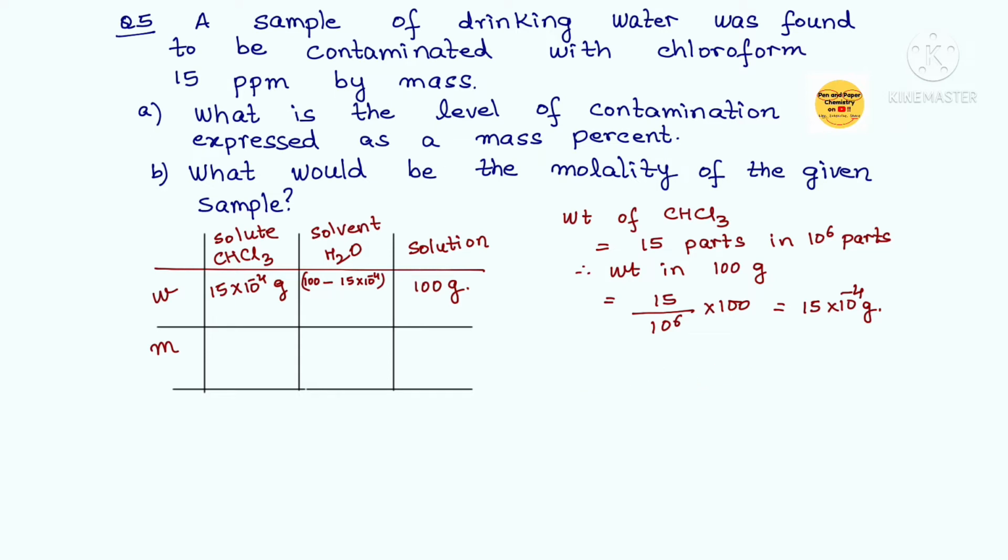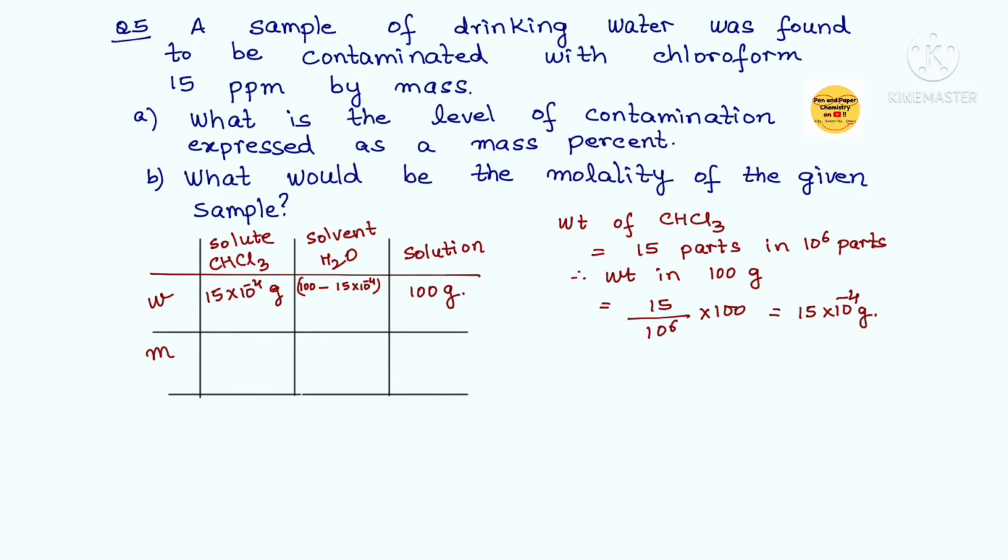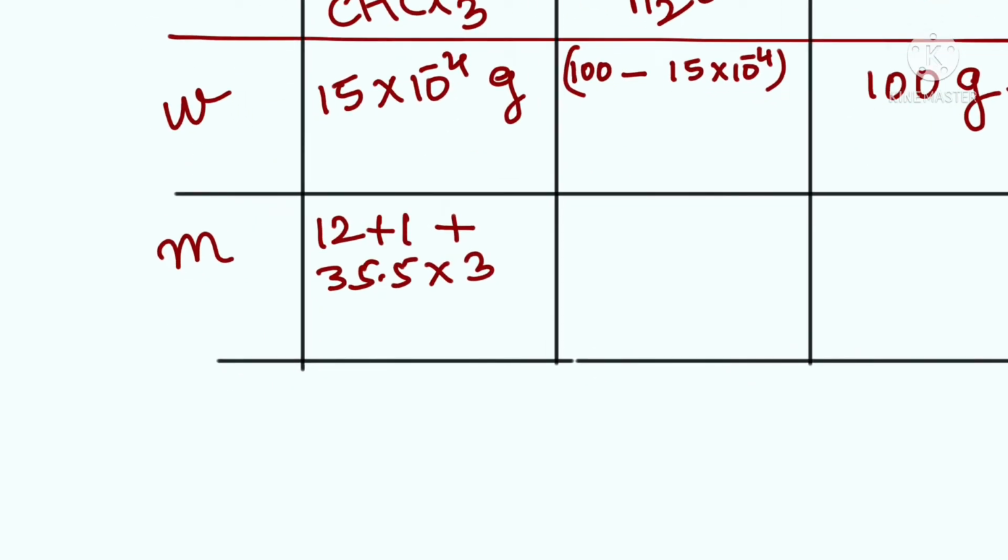Okay, let's go back to our question. It says, what would be the molality of the given sample? Now what do you have to do? First, we need the molar mass of the solute. Please, can you find out the molar mass of the solute? Atomic mass: carbon is 12, hydrogen is 1, chlorine is 35.5. You can also take it from the periodic table. So carbon 12, hydrogen 1, and chlorine 35.5 times 3. This is what we get as the molar mass. If I am not wrong, it's 119.5 gram per mole.